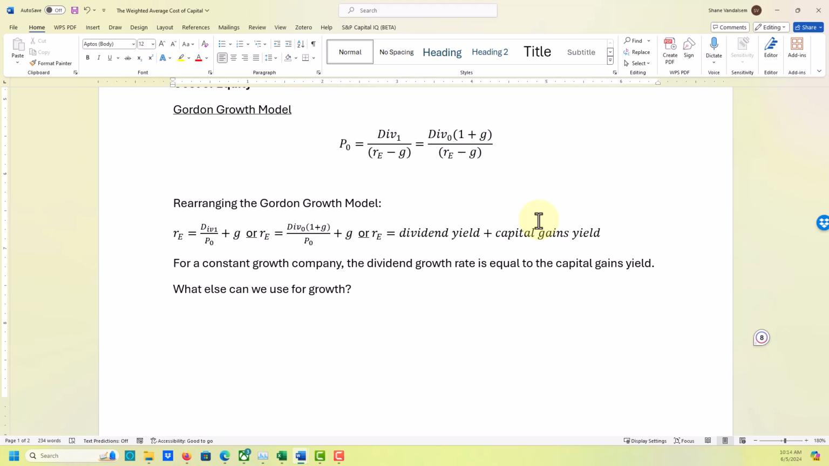So what I've got here, it says for a constant growth company, the dividend growth rate is equal to the capital gains yield. What else can we use for growth? Okay, so we're going to start with just using the dividend growth rate as our growth rate for the stock, the dividends and the capital gains yield. So let's go back to the spreadsheet.